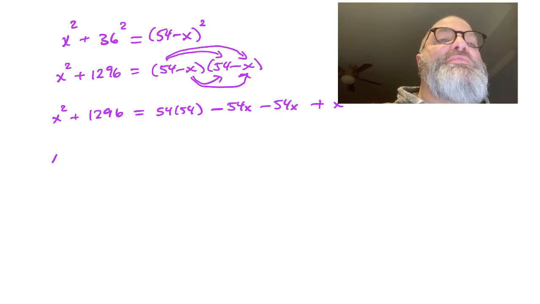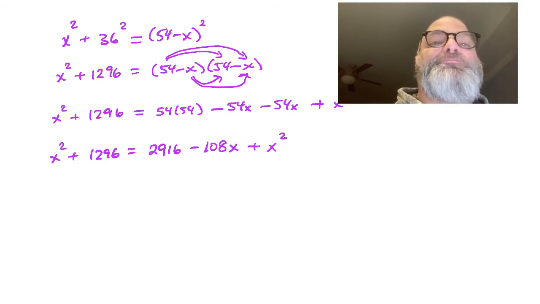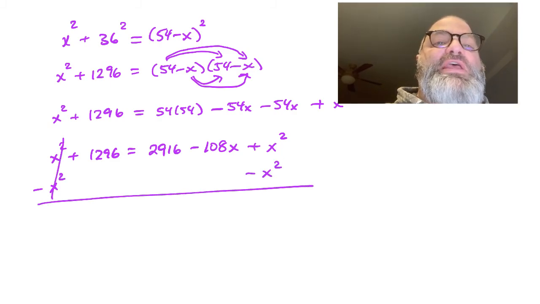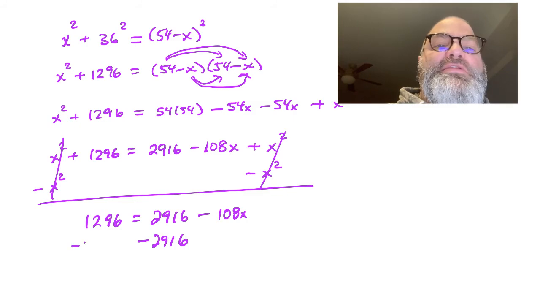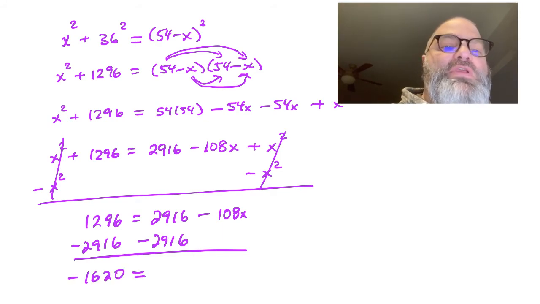Combining like terms and simplifying, we get x squared plus 1296 equal to 2916 minus 108x plus x squared. Now we can subtract x squared on both sides, which cancels out on the left and on the right, giving 1296 equal to 2916 minus 108x. Then we subtract 2916 on both sides, and on the left we have negative 1620, equal to negative 108x.